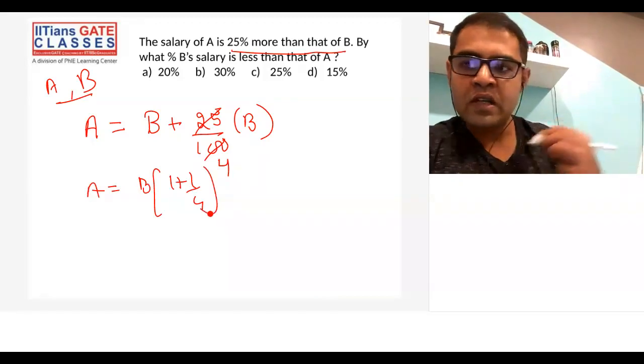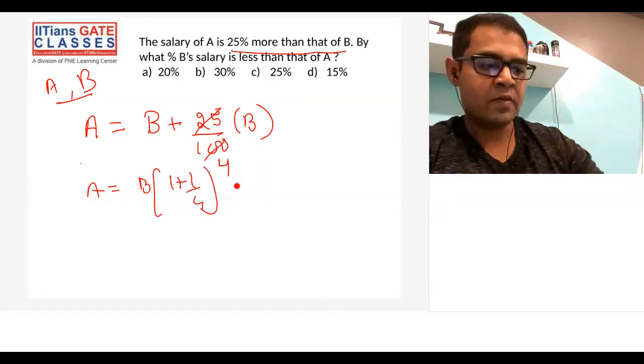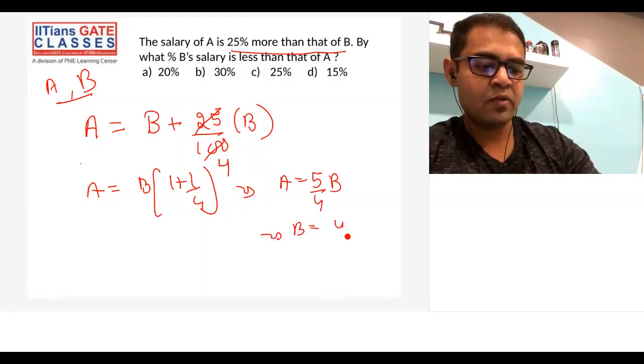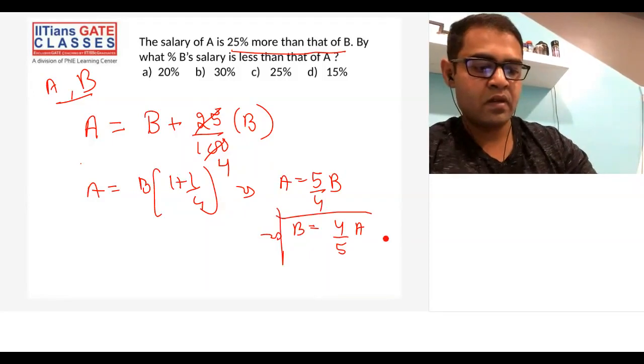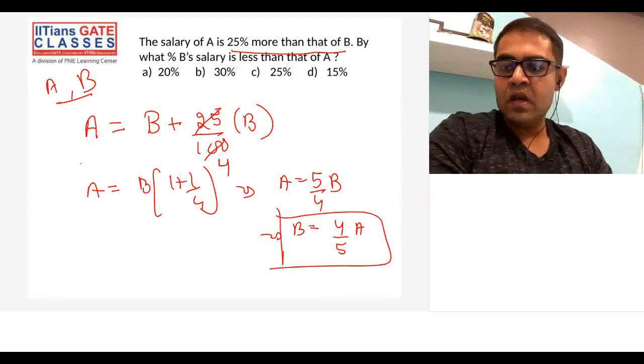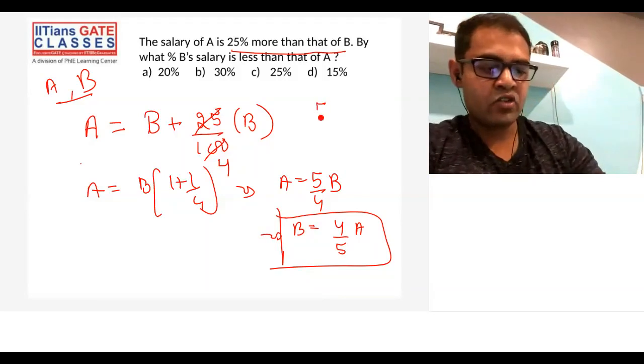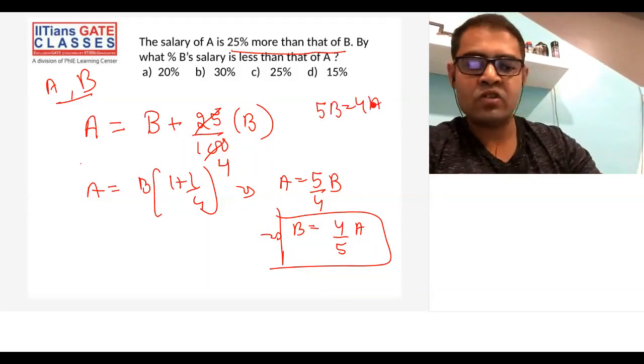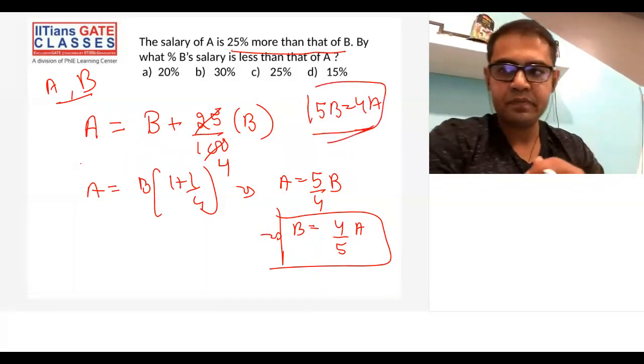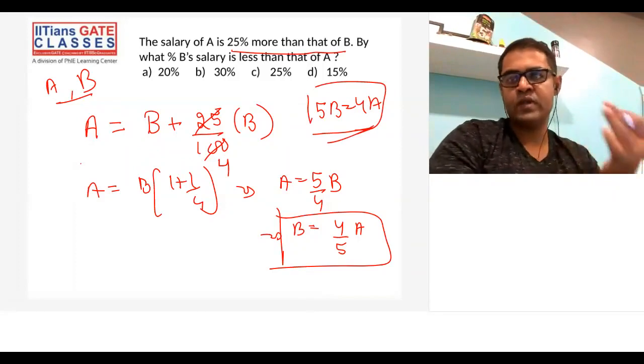So now you get a relation between the salary of A and the salary of B. This means A is equal to 5 by 4 B, and hence B is equal to 4 by 5 A. This is the relation between the salary of A and B, or you can just write 5B is equal to 4A. That's also correct. 5 times salary of B is equal to 4 times salary of A.